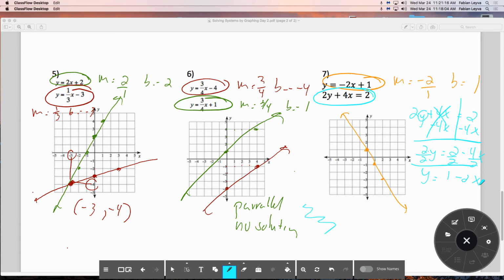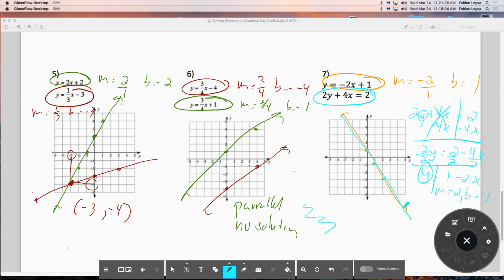I can see here now that I have this in slope-intercept form because my y is by itself. I can identify my slope and my y-intercept. My slope in this situation is -2 because it's multiplying x. My y-intercept is +1. So if I were to graph this, notice I would end up with a +1, which is there. I'd go down 2 over 1, down 2 over 1.